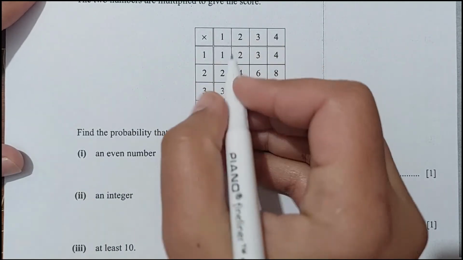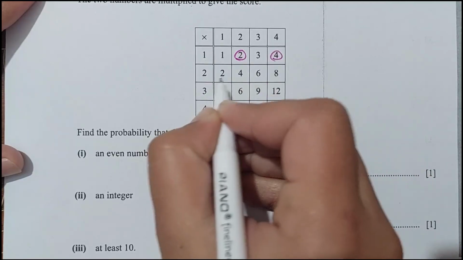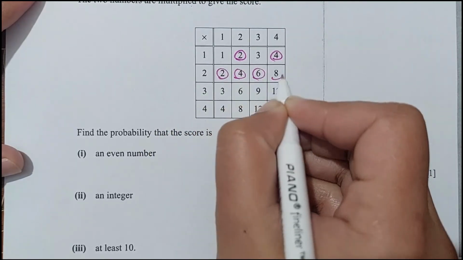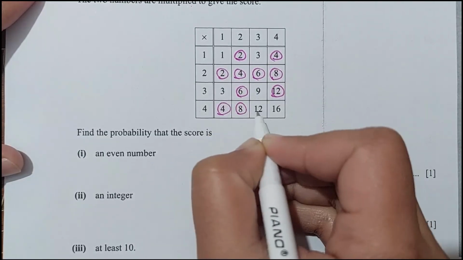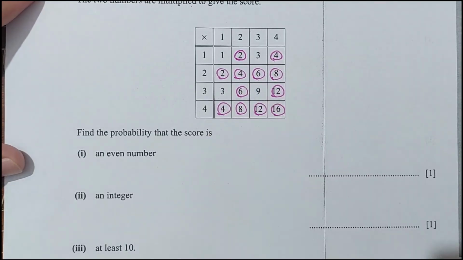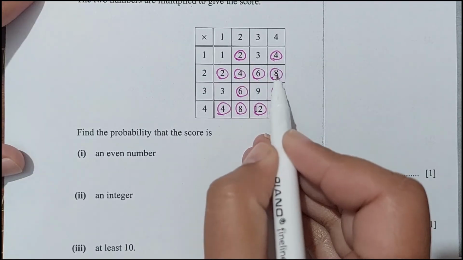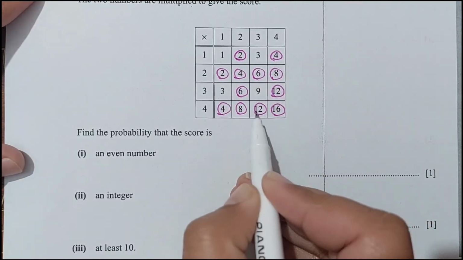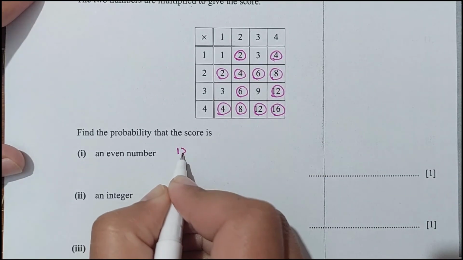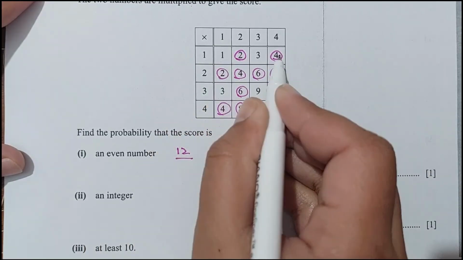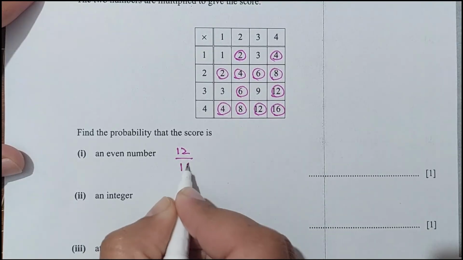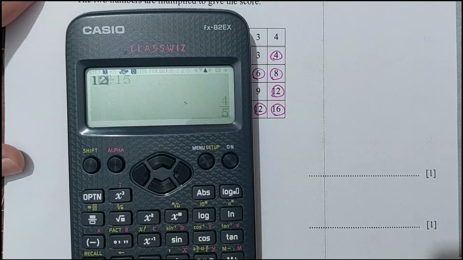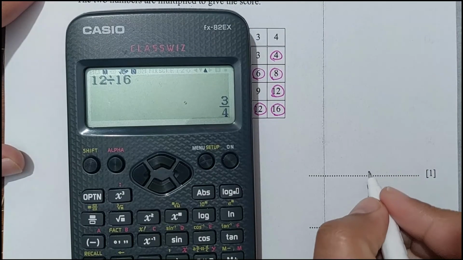Okay, pick the even number. 2 is even, 4 is even, 2, 4, 6, 8 is even, 6 is even, 12 is even, 4, 8, 12, 16. All are even. How many evens? 12 are even numbers out of 16. 12 out of 16. 3 by 4.